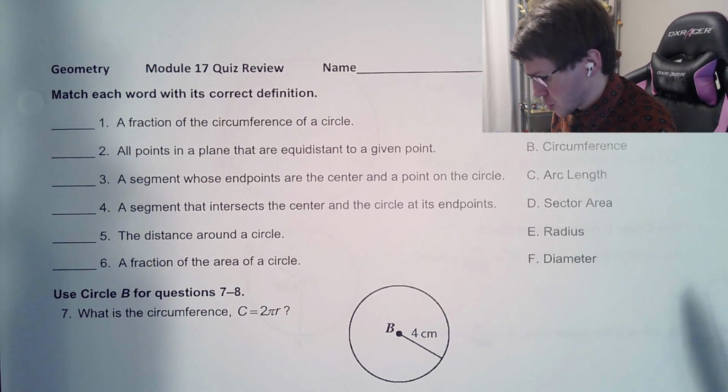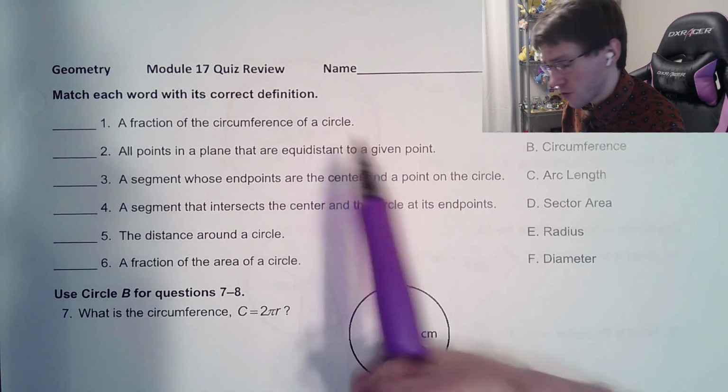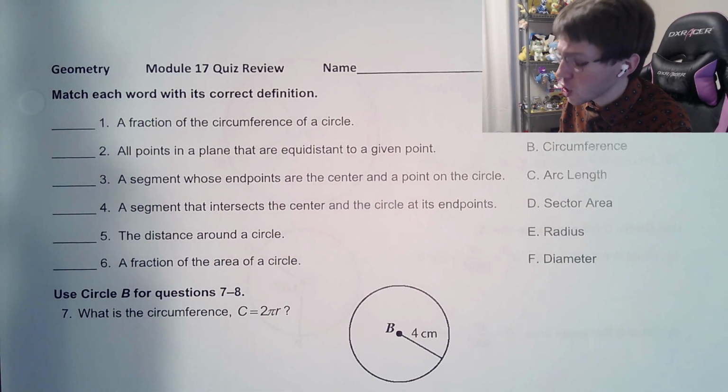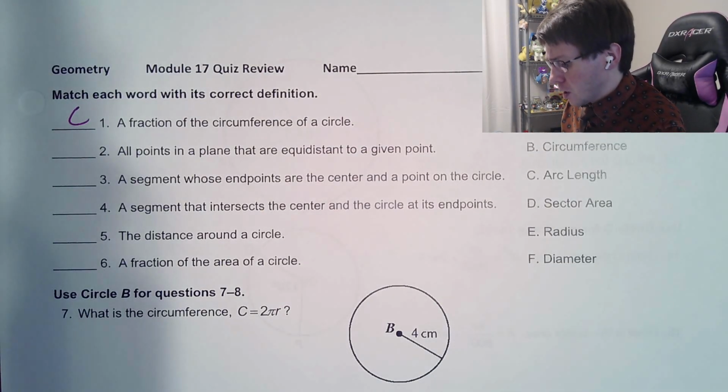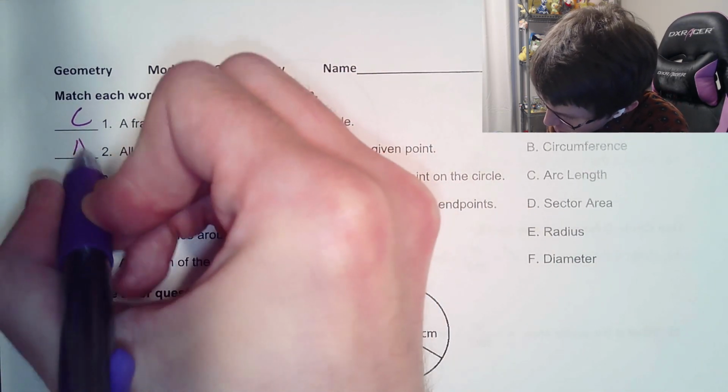Let's get going with Mod 17 quiz review. These ones should all be nice and simple. A fraction of the circumference, so the portion of the circumference, we call the arc length of a circle. All the points in the plane that are equidistant to a given point. That is our definition of a circle.